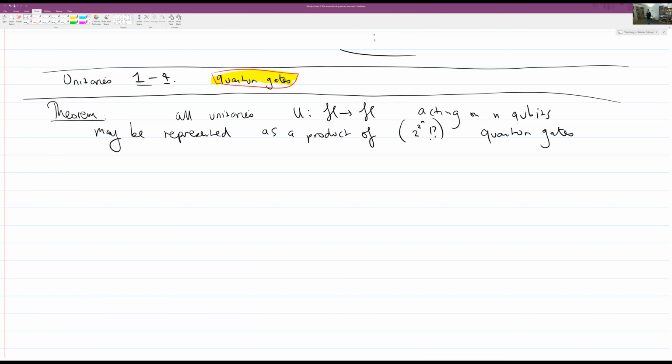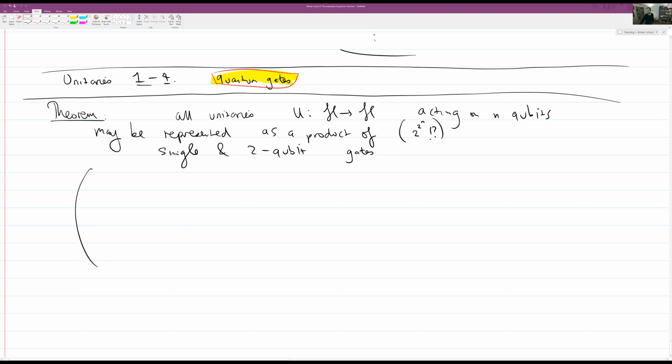It says that no matter what unitary you want to do, so if you have your favorite unitary on n qubits, a big 2 to the n by 2 to the n matrix, and you wonder, how could I do this unitary in an experiment? Well, the answer is you can by multiplying a certain sequence of single and two qubit gates, as a product of single and two qubit gates.